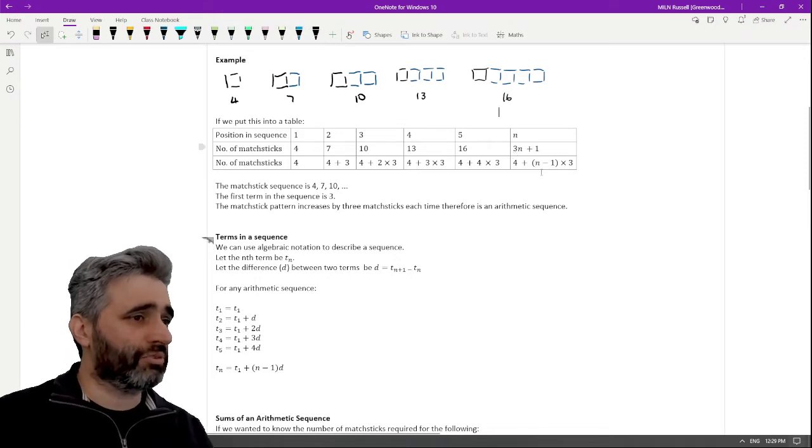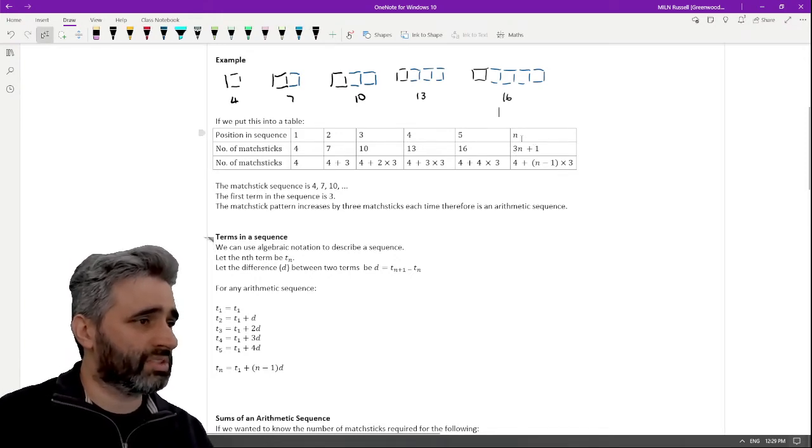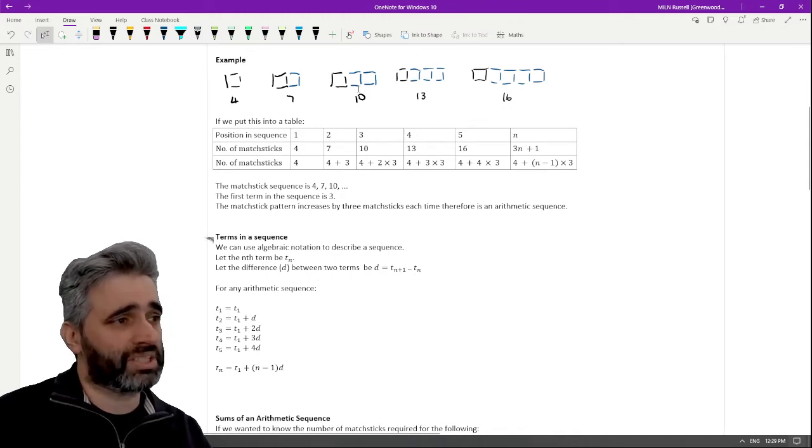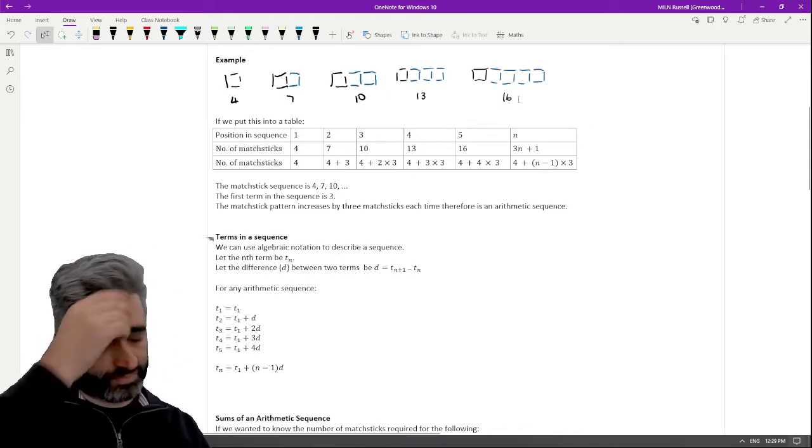And we can find the number of matchsticks for any position in the sequence by multiplying the position number by 3 and adding 1. 3 times the first position would be 3 plus 1 is 4. 3 times the second position would be 6 plus 1 would be 7, and so on and so forth.